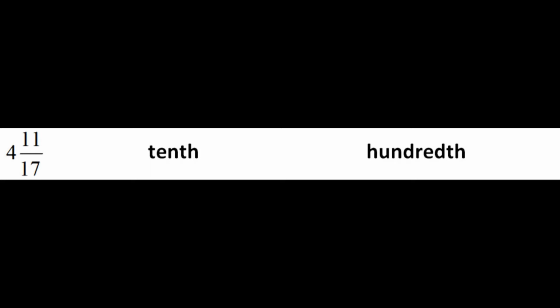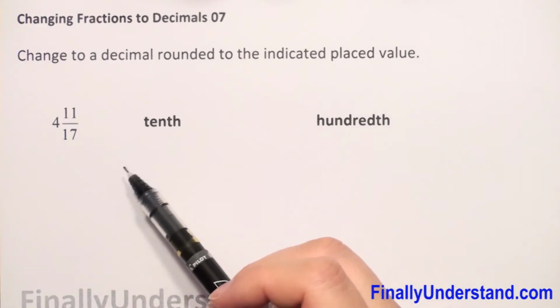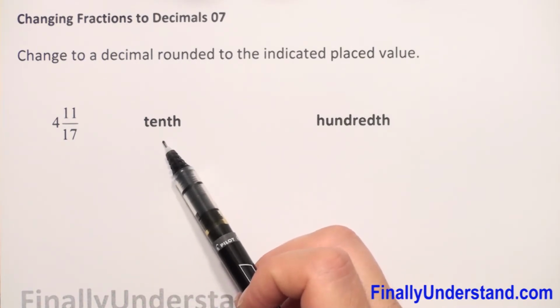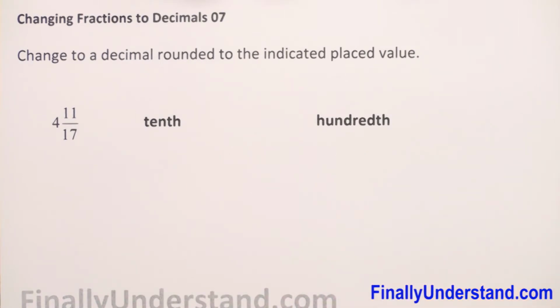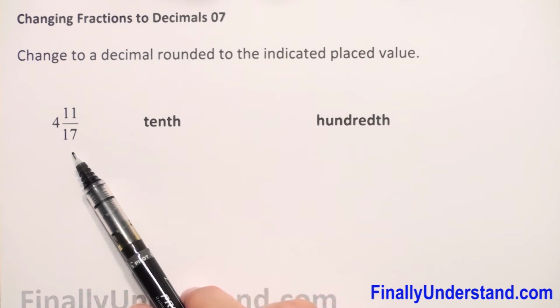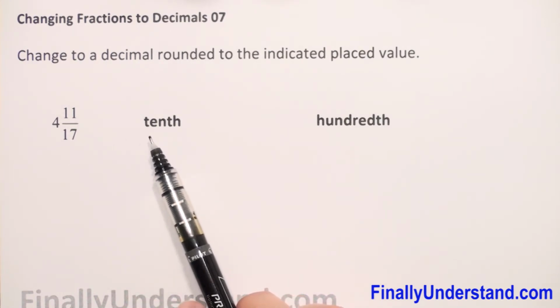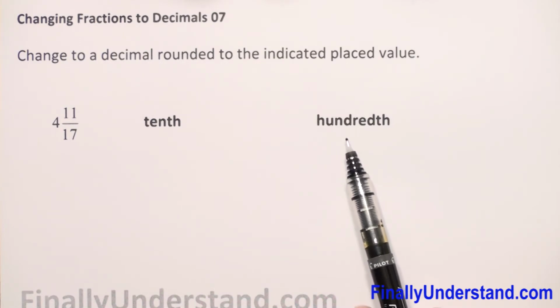We have a given mixed number and we have to change it to a decimal. In this example, first we have to round to the tenth and second to the hundredth. When we need to change a fraction to a decimal and round to the tenth, we need only 2 digits after the decimal point. But when we need to round to the hundredth, we need 3 digits after the decimal point.